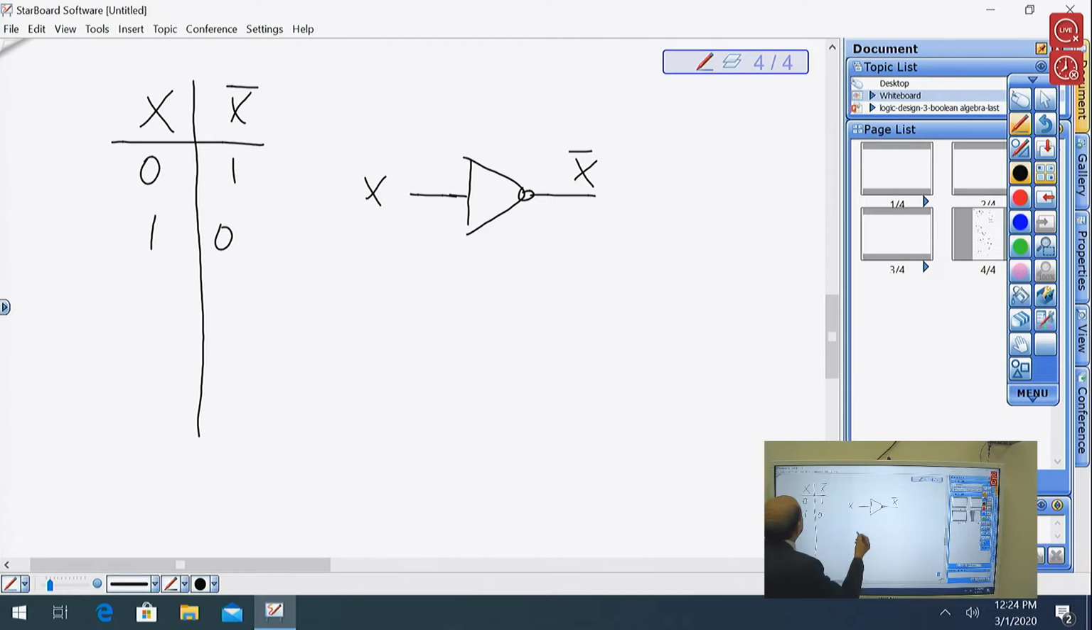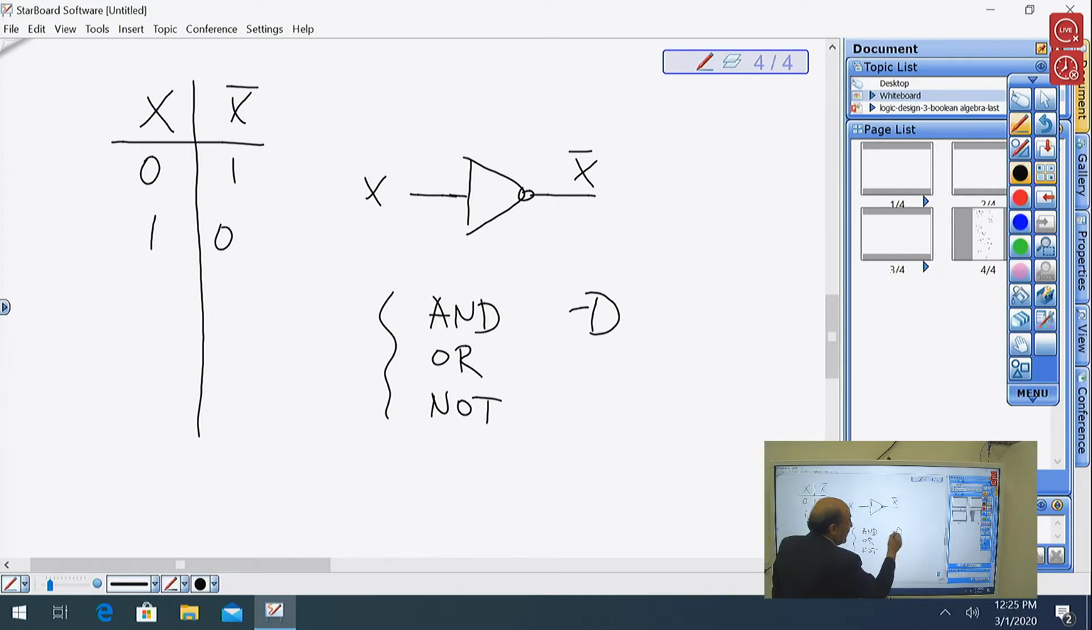These are the basic logic operations: AND, OR, NOT. Any Boolean function can be expressed using these three basic operations. And any logic circuit can be drawn using these three logic gates.